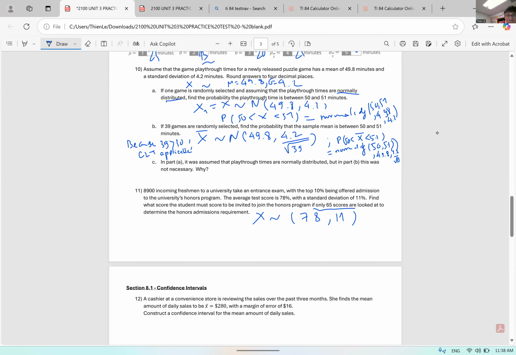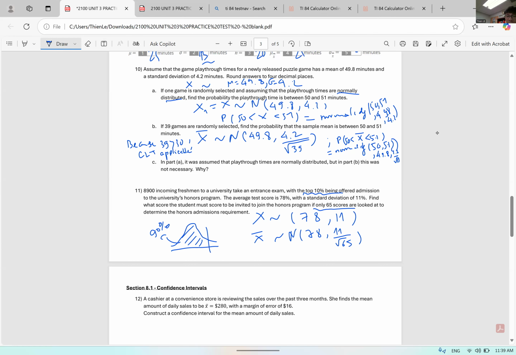Basically, the central limit theorem is applicable, right? So the average test score will follow a normal distribution with mean 78 and standard deviation 11 divided by square root of 65. And they want to find the top 10% of the average score. So basically, it's just a 10%, 90% type problem, okay? If we see this problem in the test, I will explain what your task is. But this problem is not stated so well.